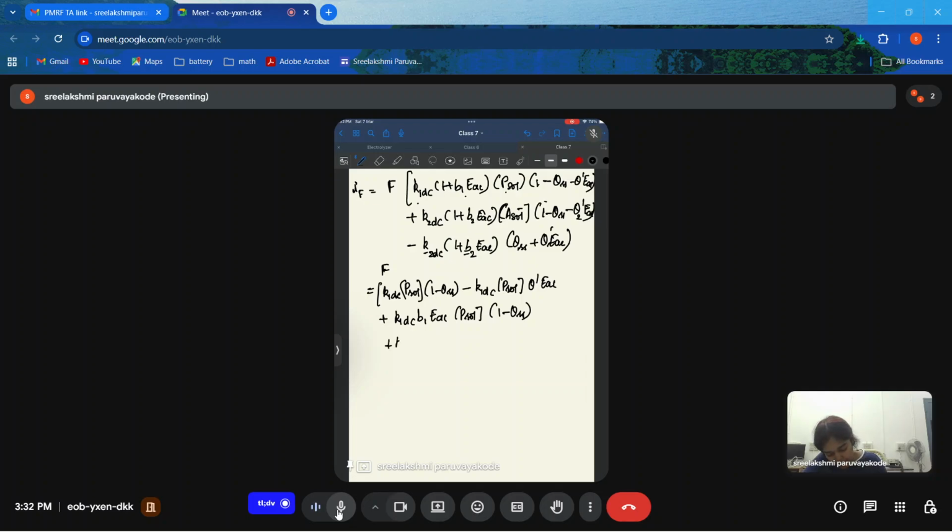Now, the next term, that is K2 DC A solution minus (1 minus theta SS) minus K2 DC A solution minus theta dash EAC. There is no theta 2, only one theta. I wrote it by mistake. Plus K2 DC V2 EAC A solution minus (1 minus theta SS). Again I'm avoiding the next term, K2 DC V2 EAC A solution minus theta dash EAC, because there are two EAC terms multiplied, that means EAC square, so I can avoid that.